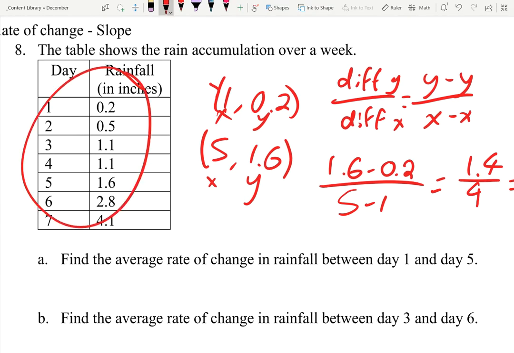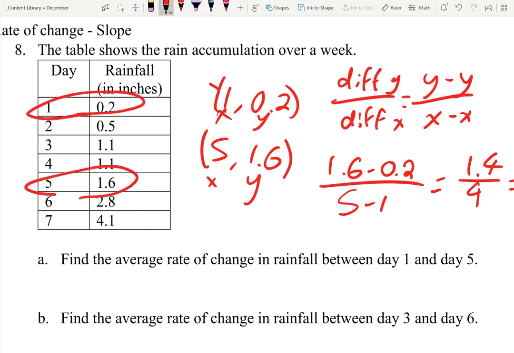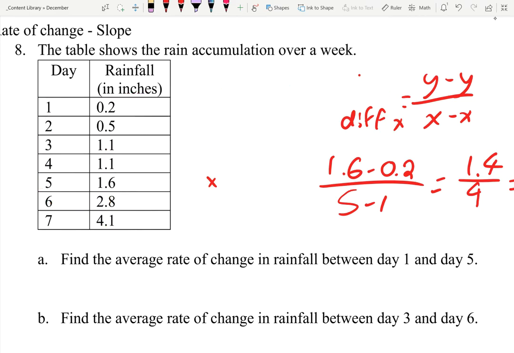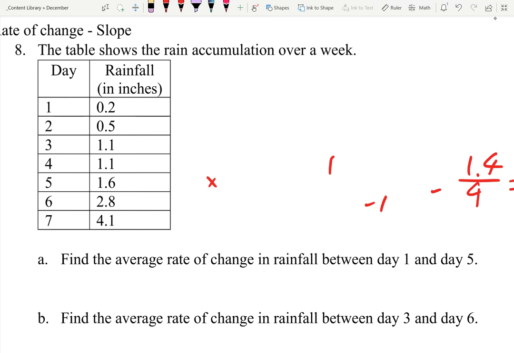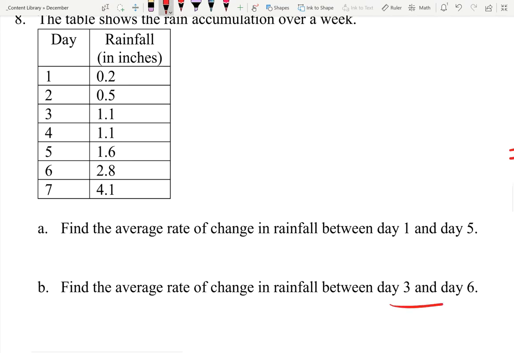You got a whole table here. But the question's only asking you to focus on 2 points. It's only asking you to focus on day 1 and day 5 points. So the rest of this information doesn't even matter, right? You're just subtracting the y's for those points and the x's for those points. And we're going to do the same thing on part B, right? Part B is asking for 2 different points. Okay, part B is asking from day 3 to day 6.